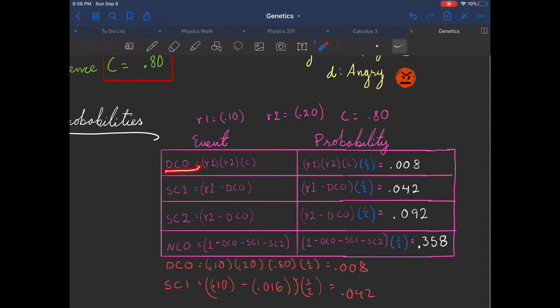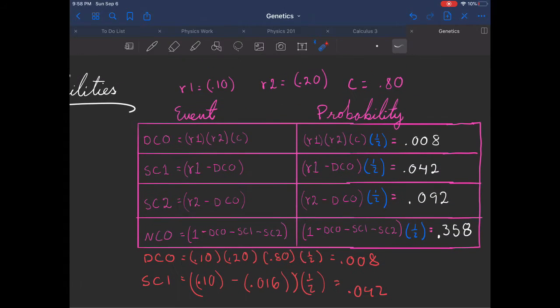To calculate DCO, we take R1, R2, our first distance times our second distance, times our coefficient of coincidence, and we will show how that's done here. So DCO, double crossover, is R1, 0.10, times R2, 0.20, times coefficient of coincidence, 0.80, times 1/2 to get the probability of the gamete happening, and we get 0.008. Single crossover 1, we do R1 minus the double crossover event, times 1/2, and we get 0.042.